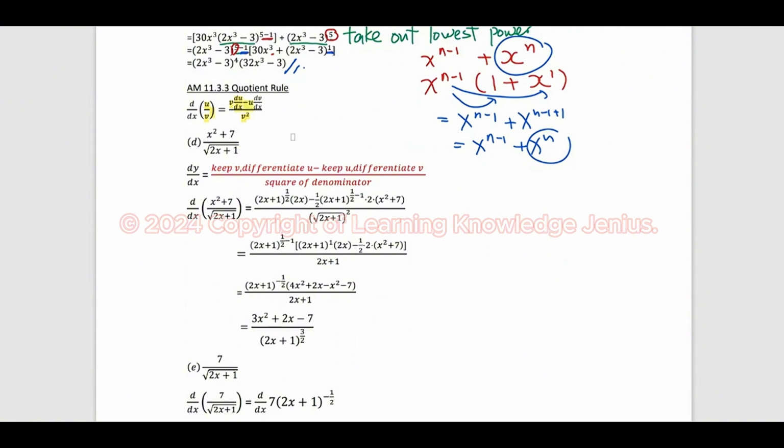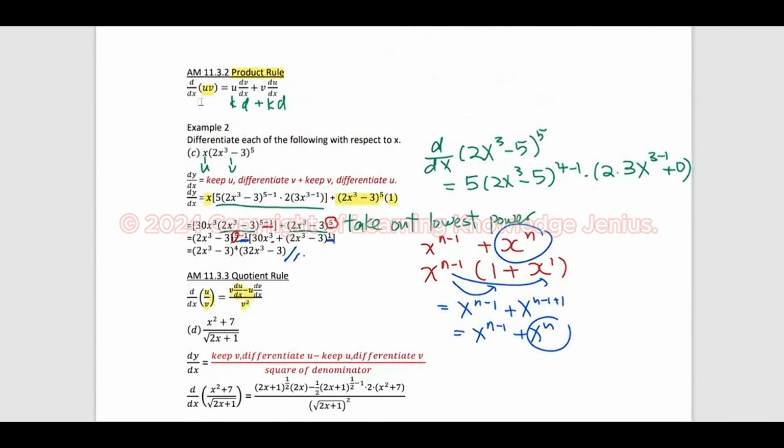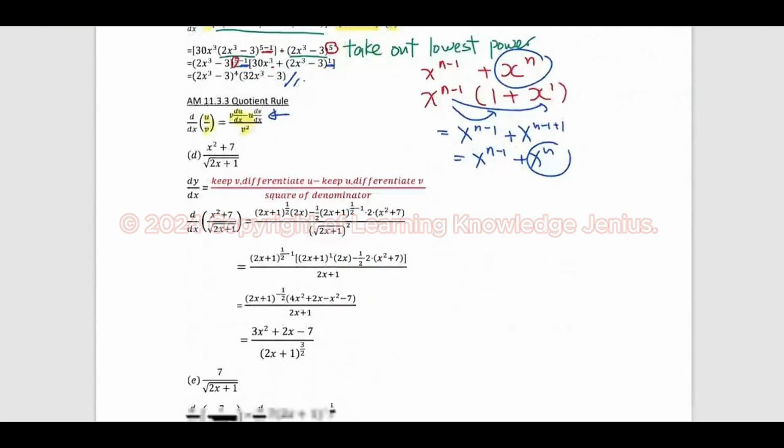Minus. These are a little bit similar to the product rule if you pay attention. This is our product rule, and it looks very similar to this quotient rule we have here, except for the sign in between. For the quotient rule, the sign in between must be a negative sign. So you keep the v, you differentiate the u, then you minus, you keep the u and then you differentiate the v here. Okay, so this is the quotient rule.